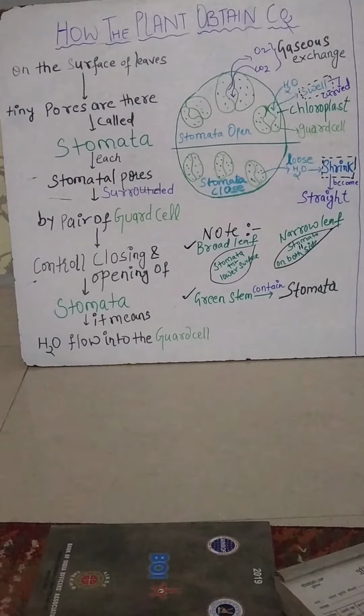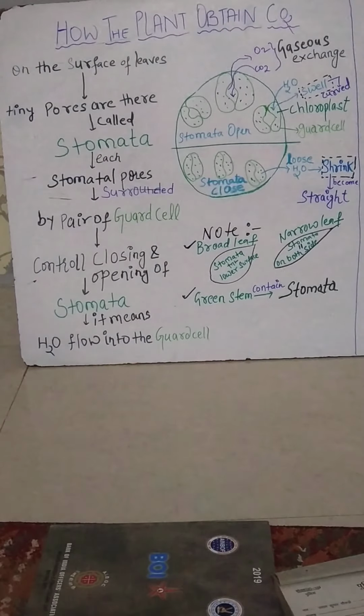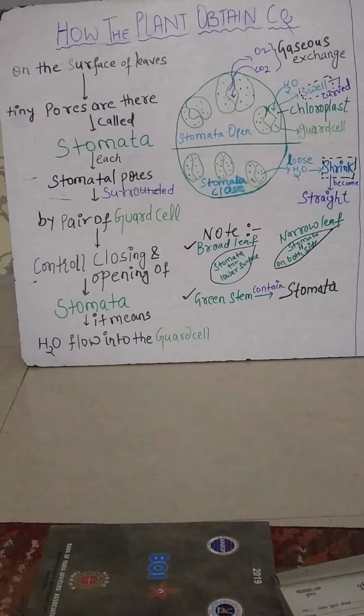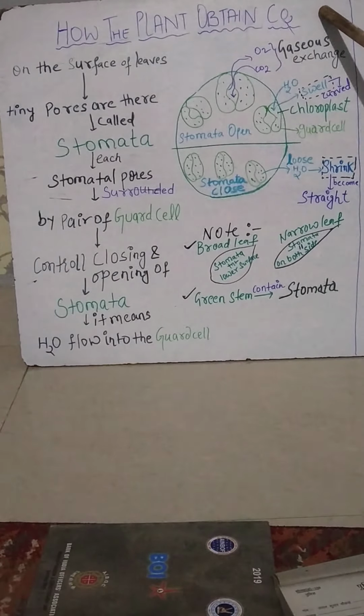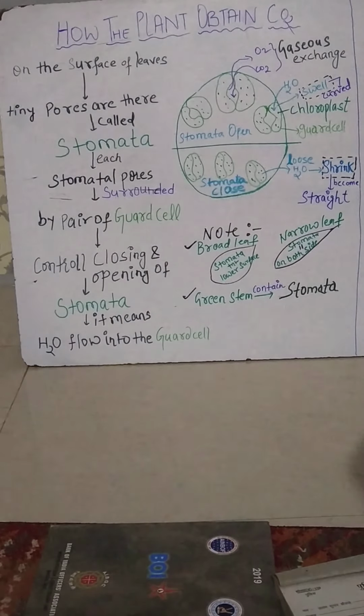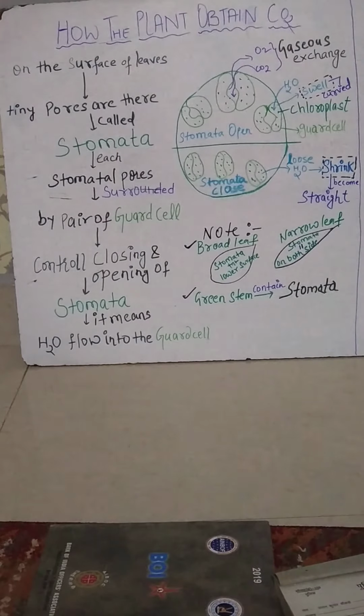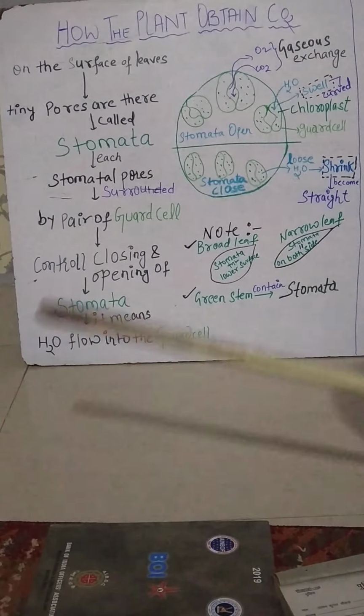Today we are going to learn about how the plant obtains carbon dioxide. In the previous class we already learned about the photosynthesis reaction. Basically, in photosynthesis the plant needs carbon dioxide from the atmosphere and water from the root for the preparation of their food, that is glucose. So one point is how the plant obtains carbon dioxide from the atmosphere. What is there in the leaf through which the plant obtains carbon dioxide for the photosynthesis process? This we are going to learn in today's class.